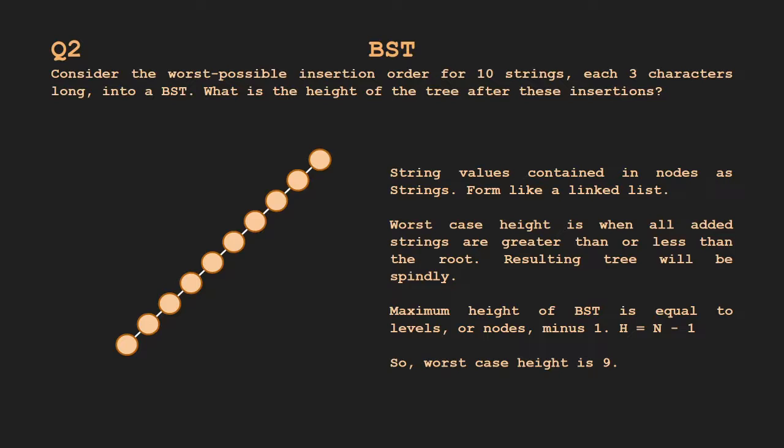In a binary search tree, all the values are held as strings in each of the nodes, so they form a linked list. The worst case height is going to be when all of the strings are greater than or less than the root value, the same as a TST. The tree is also going to be very spindly. The max height of a binary search tree is equal to the levels minus 1, so the worst case height is going to be 9.